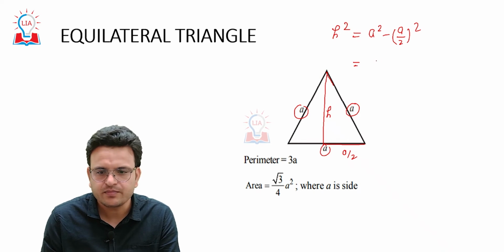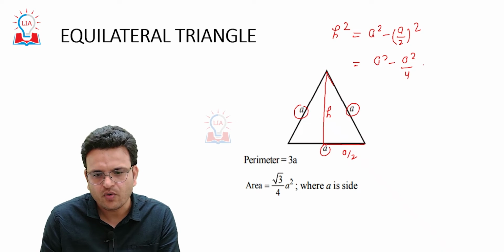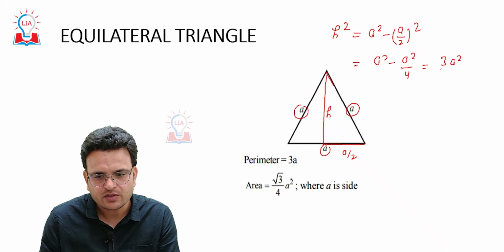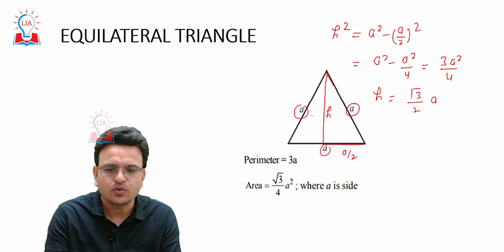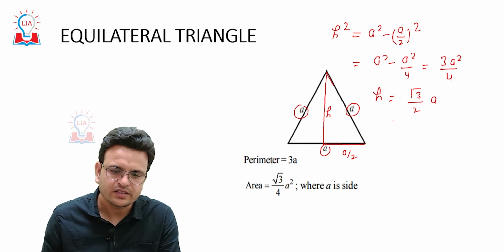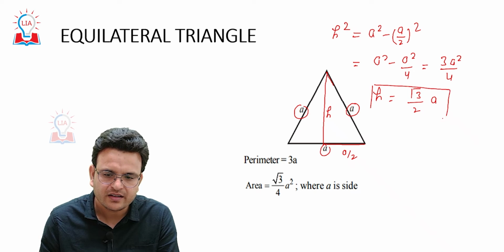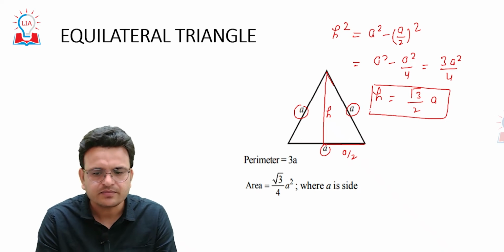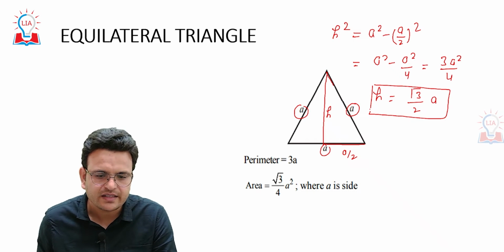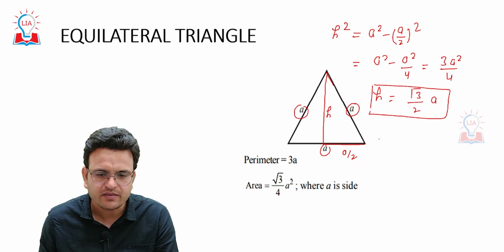So it becomes A square minus A square upon 4. It becomes 4A square minus A square, 3A square upon 4. Then height becomes root 3 by 2 A. Root 3 by 2 A. So this is the height of this particular triangle, and we know what the base is.